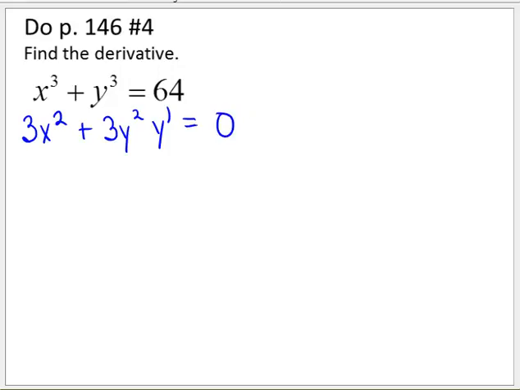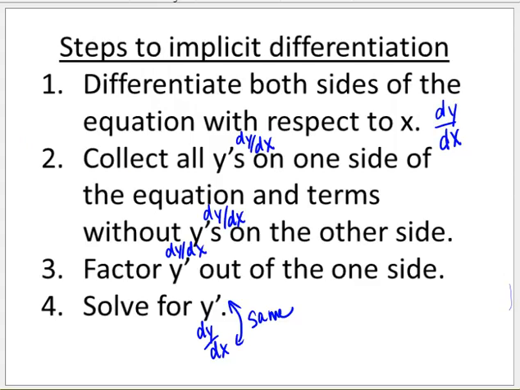Now let me show you the derivative of this if I would have used dy over dx's. So 3x squared plus 3y squared dy over dx equals 0. Notice the only thing different is I put a dy over dx here and I put a y prime here. Remember, dy over dx and y prime mean exactly the same thing. So that was step number 1, differentiate both sides with respect to x.